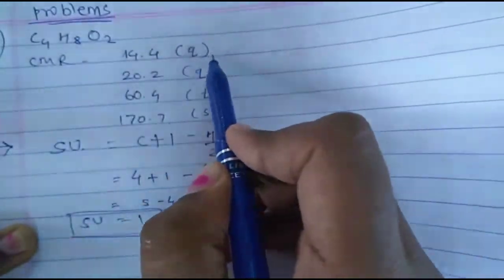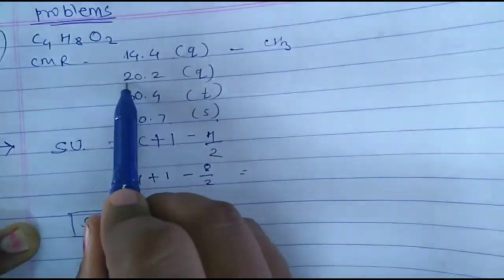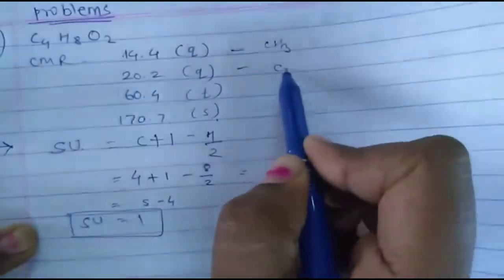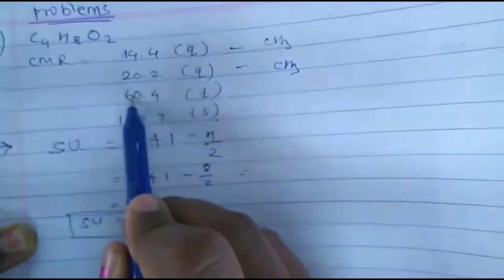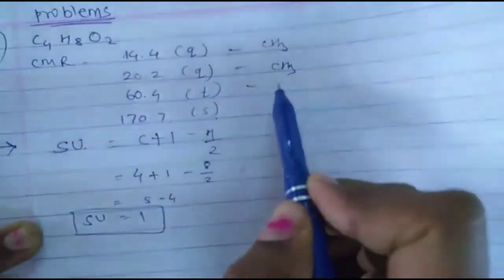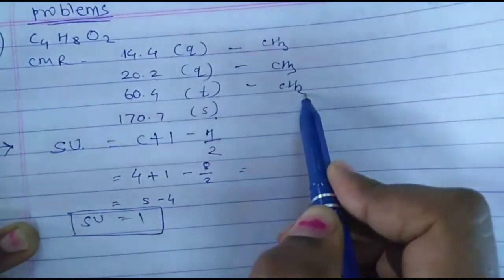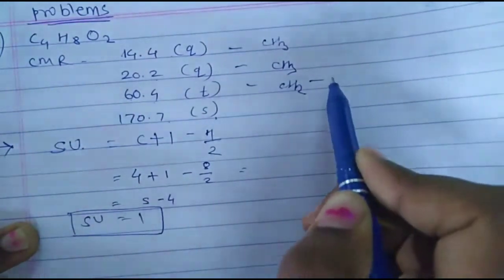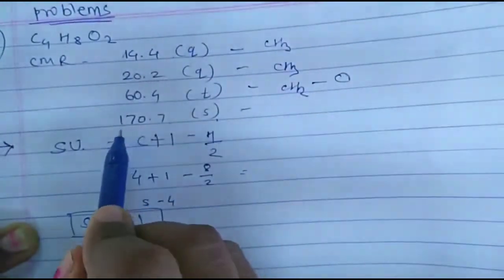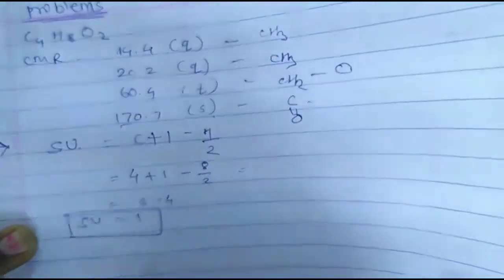Okay, here the value is 14.4. That means they give us a quartet, so it must be a CH3 carbon. Next is also 20.2, this is also a CH3 carbon but in a different environment. Next is 60.4, this is a triplet, that means this must be a CH2 carbon, but this CH2 carbon is attached to an electronegative atom. And here 170.7 is a singlet carbon, which is the carbonyl carbon value.